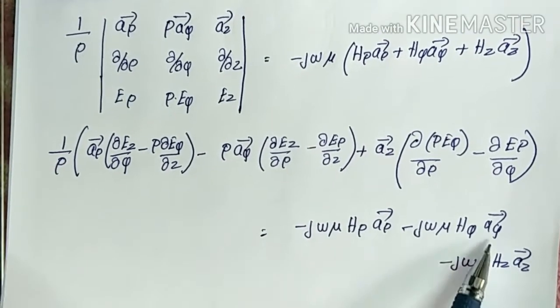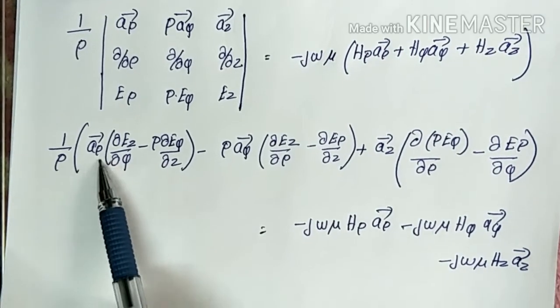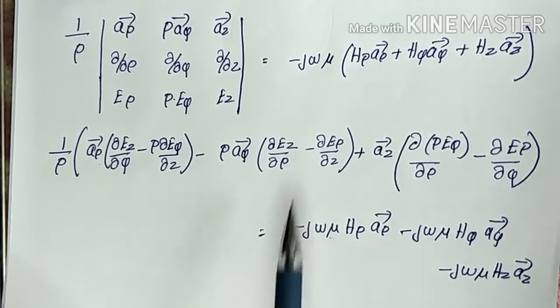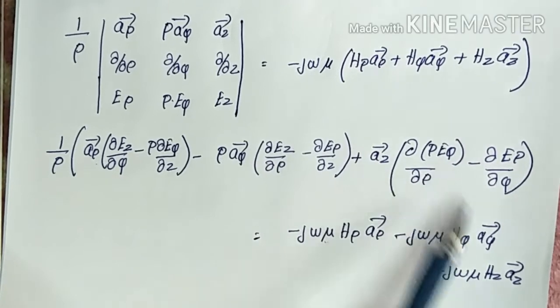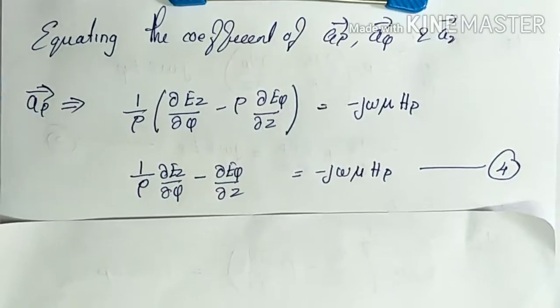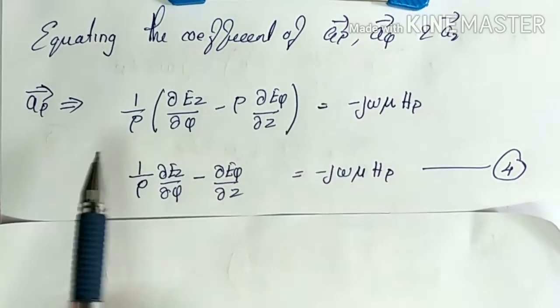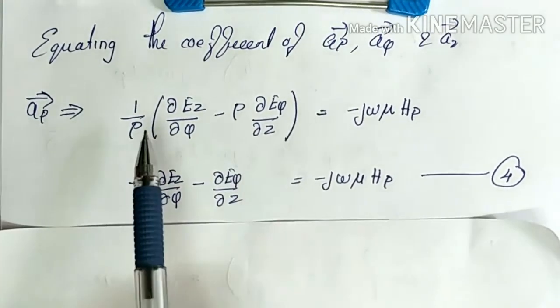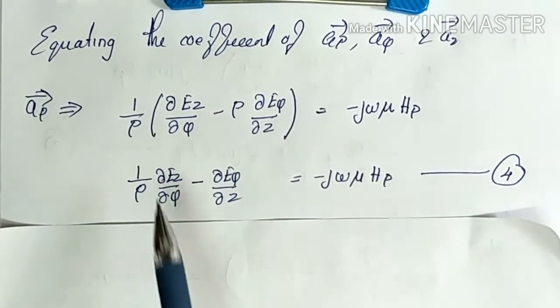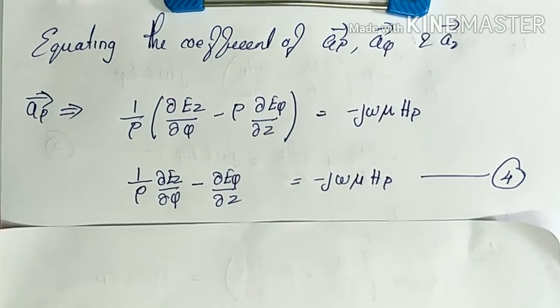Now I have expanded this. After this I will equate the A rho term, A phi term, Az term. So the A rho coefficient will give this; multiply 1 by rho inside, this rho and this rho will get cancelled, and you will get equation 4.